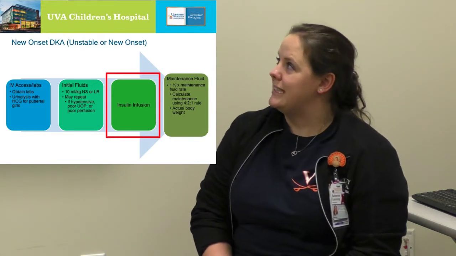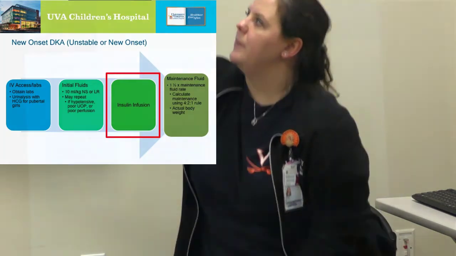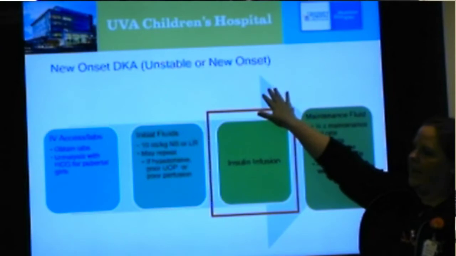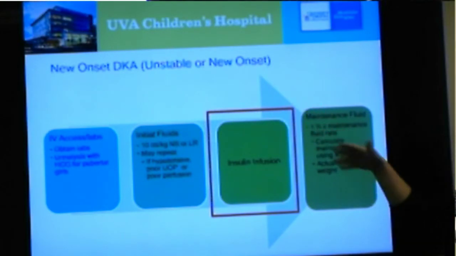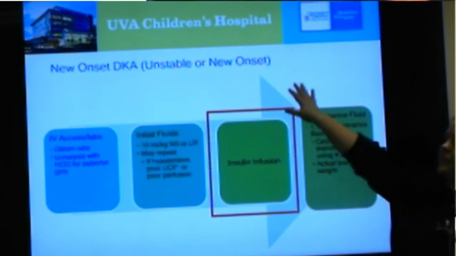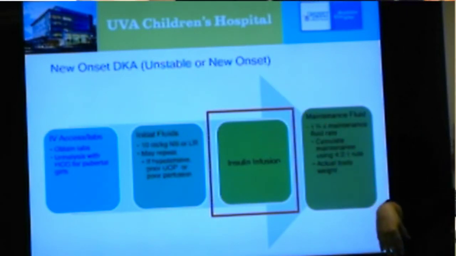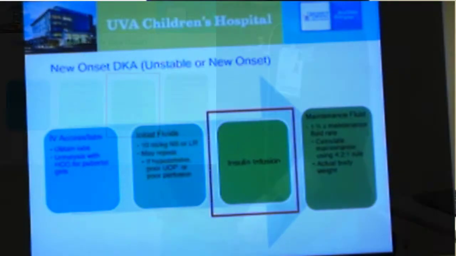I forgot to mention this initially, so you'll see that up here it says new onset, DKA unstable, or new onset. New onset is a patient that is presenting with diabetes for the first time, so doesn't have a past medical history, whereas unstable means that they're a patient who has a known history of diabetes and is presenting in DKA, so that means that it hasn't been controlled at home.